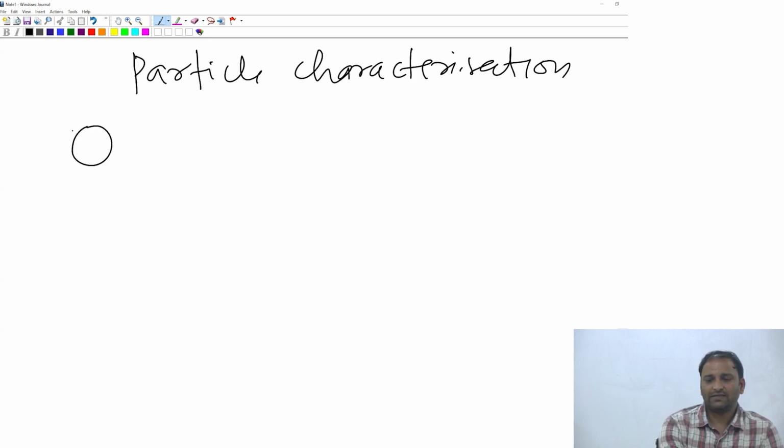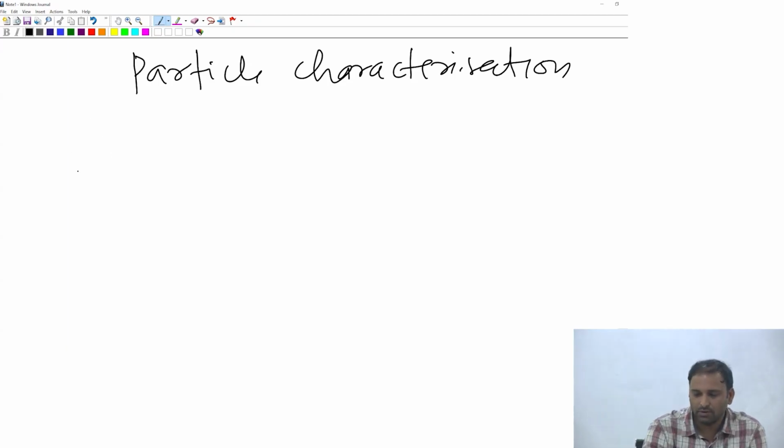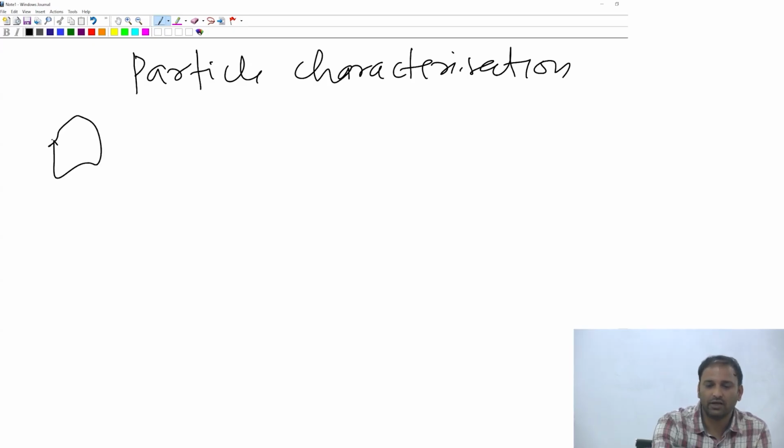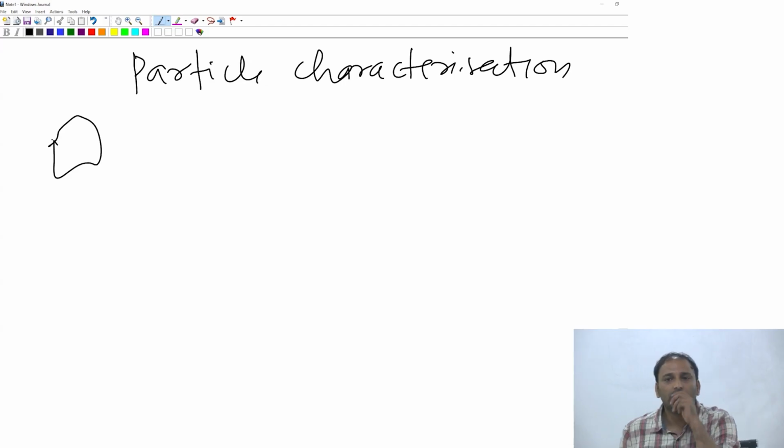Okay, so if I have, say, a particle, now I want to characterize these particles. So what kind of properties do you think I would like to characterize these particles for? I've just drawn some object, but it need not be this. It could be any particle, right? I mean, I have something like that. So I would like to characterize these particles. What do you think are the properties that I should worry about?